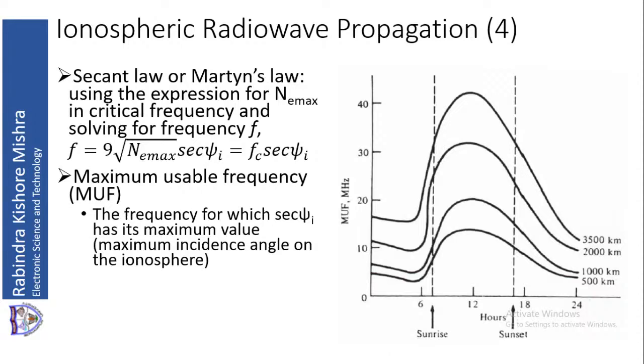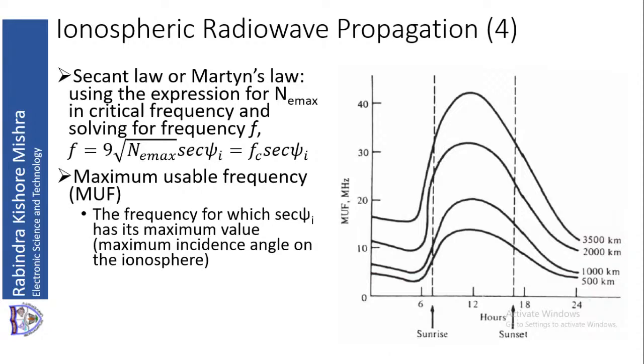So this maximum usable frequency gives us also the maximum incident angle on the ionosphere. So these are the two things that we get from the secant law. Now this maximum usable frequency, you can see, is on the y-axis, and on the x-axis we have time. So 0 to sunrise to sunset, then to midnight. So 0 to 24 hours is shown here.